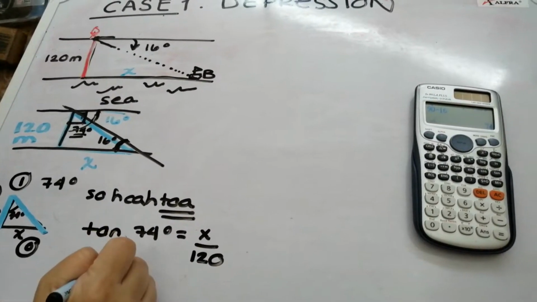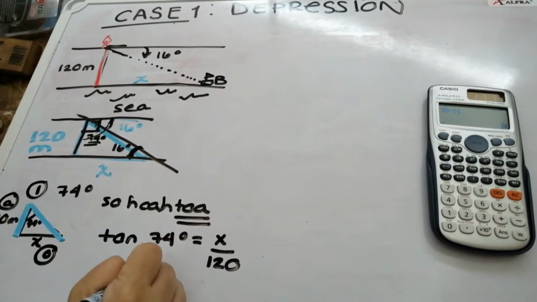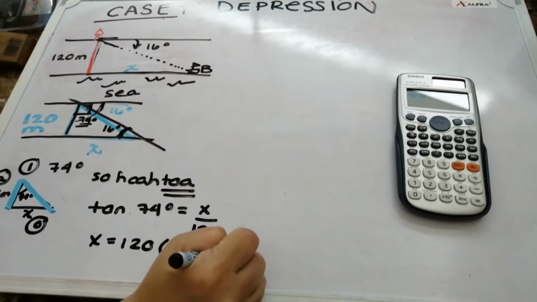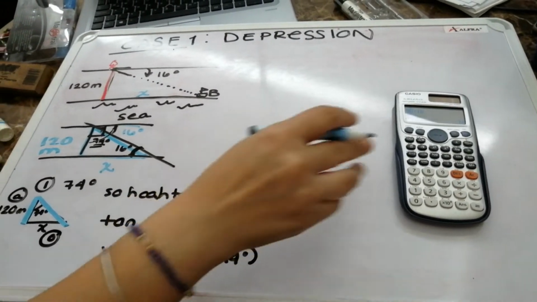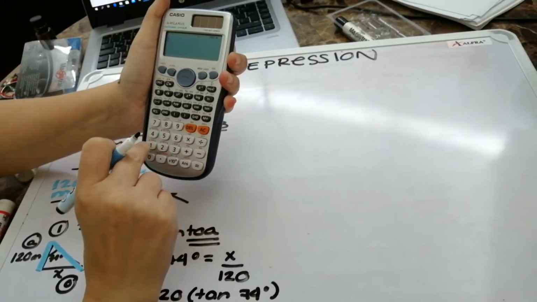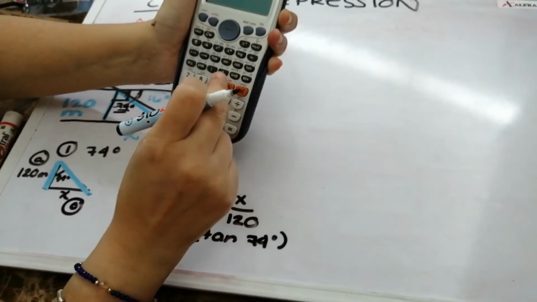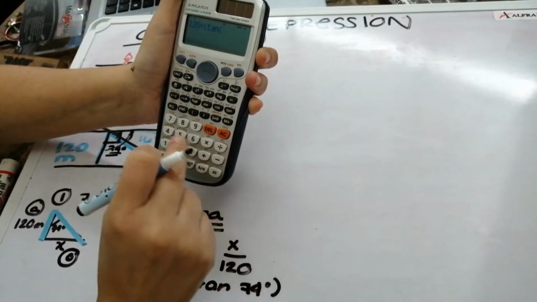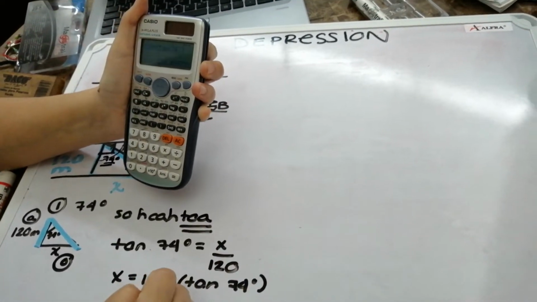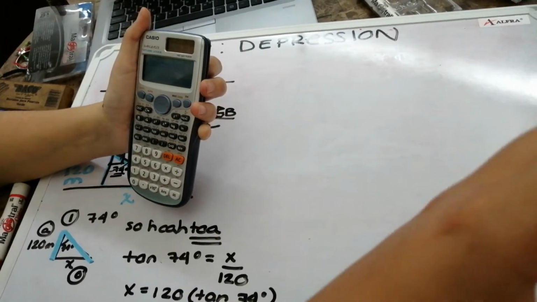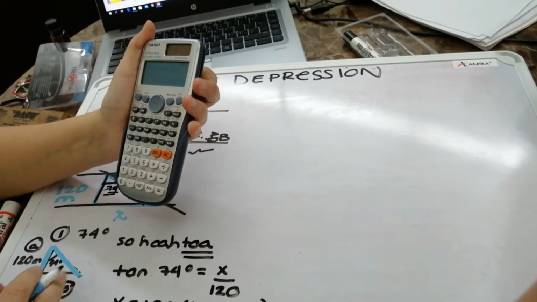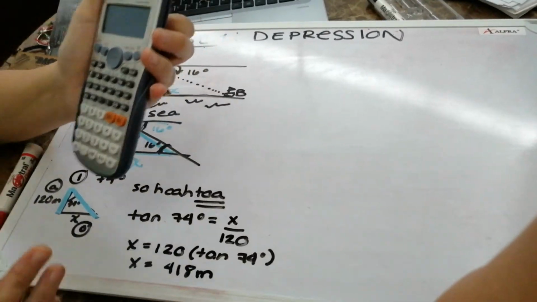So x, the 120 is divided and goes to the other side, multiplying the tangent of 74 degrees. X will be, if I use my calculator, 120 times, open parenthesis, tangent of 74, close the parenthesis of the degrees, close the parenthesis of the function, is 418 meters from the sea, rounded to 3 significant figures.